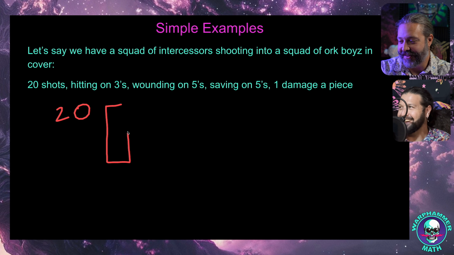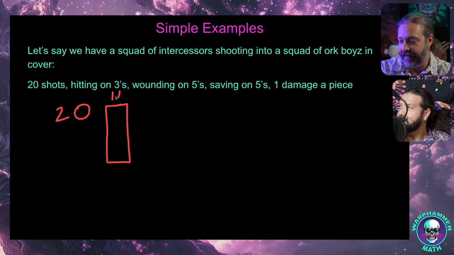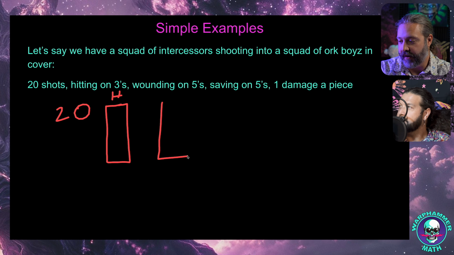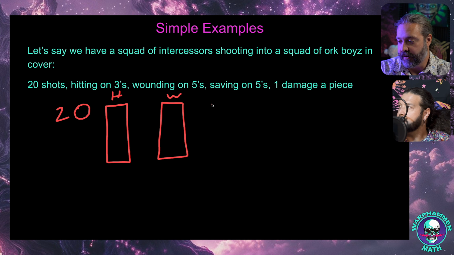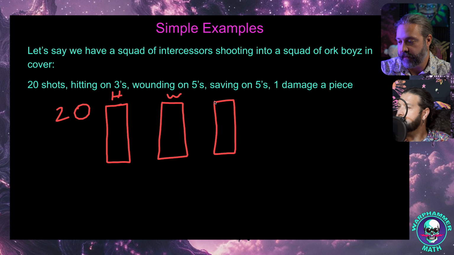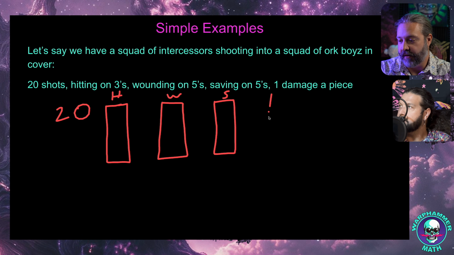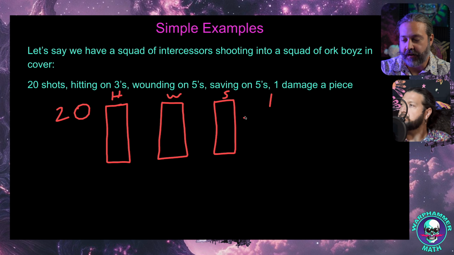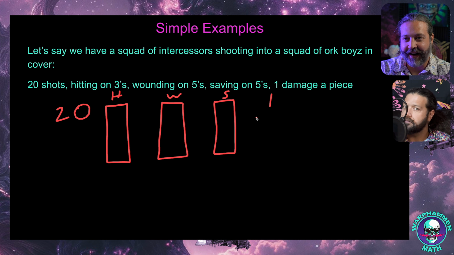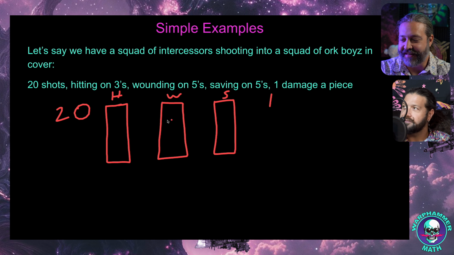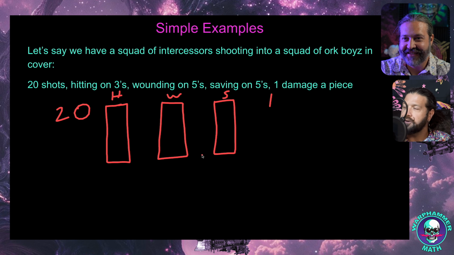All right, so I like to make these little tables. Here's my hit table. Here's my wound table. Here's my save table. And then they're going to be 1 damage apiece. I'm going to go ahead and fill these tables out in reverse.